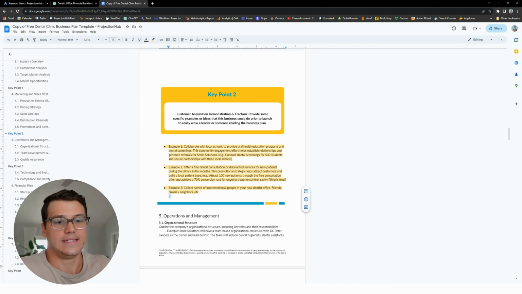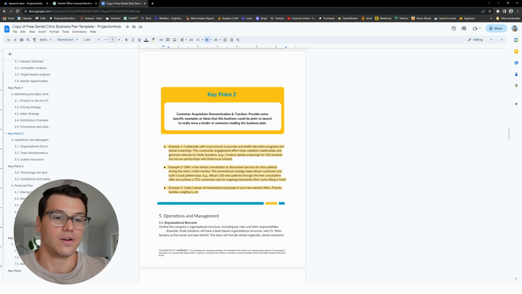So the ideal form of traction is if you can demonstrate pre-sales before you even launch. That's probably a little bit harder to do in a dentist space. But the next best thing is increasing the likelihood that people are going to show up when you open. So that can be collecting lists of friends, family, neighbors, friends of friends, hosting a free clinic to collect some names and share about your plans to open, offering a promotion like for the first 100 people, they're going to get a discount or a free cavity filling, or I don't know. Get creative and just start getting names on a list.